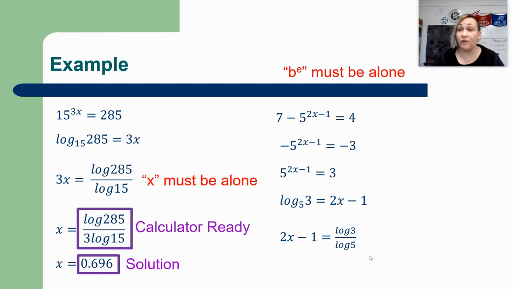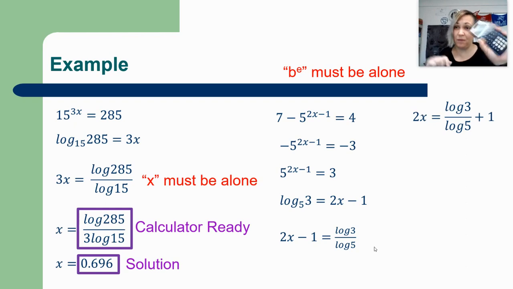Now I do not have calculator ready form yet because my x is not by itself. So the next step of math that I would do on this problem is I would add the 1 to the other side. Okay, so I'm going to add a 1. I'm going to add it at the end of the fraction. And then when I add my 1 on my paper, let's do that on the calculator also. So we're leaving the decimal on the calculator. Plus 1 equals. So now I have 1.6826 and so on and so on and so on.